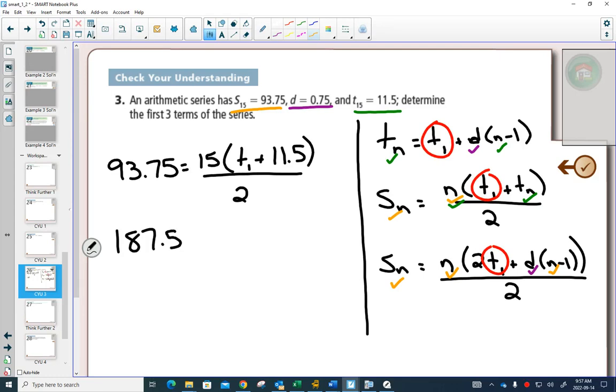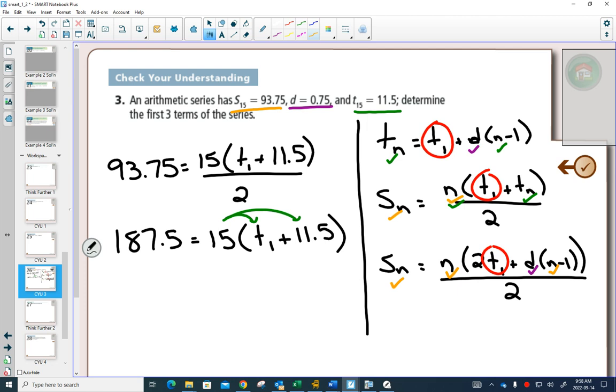Someone can check with the calculator to make sure I didn't make any mistakes. $187.5? Good. All right. Then, what can we do here? Well, if you wanted to get rid of the 15, it's multiplying. You could either divide both sides by 15, or you could get rid of the brackets by distributing by 15. That's a choice that you have.